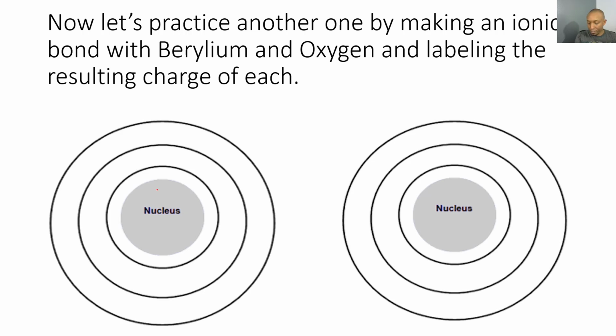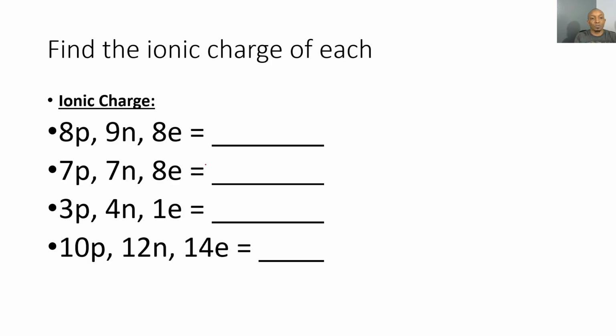I'll go ahead and label, and here we are. I'll go ahead and label what we need and what we don't need. Since we're talking about ions, we don't need our number of neutrons. That'll just confuse someone.